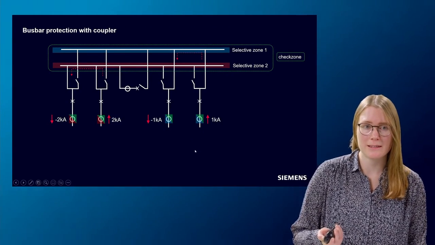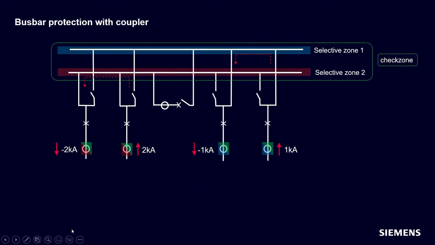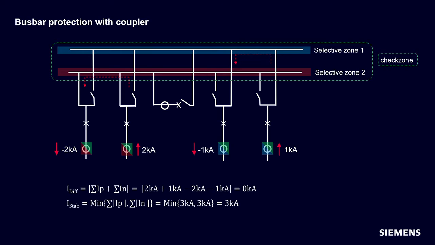Okay, let's put some numbers on that to make it less abstract. Let's say in bay 2, 2 kiloamps are flowing towards busbar 2, and the same current is flowing away in bay 1. Everything is fine with busbar 2. 1 kiloamp is flowing to busbar 1 in bay 4, and the same current is flowing away in bay 3. This is also a stable, fault-free condition on busbar 1. In this case, the sum of all currents is 2 kiloamps plus 1 kiloamp minus 2 kiloamps minus 1 kiloamp equals 0.